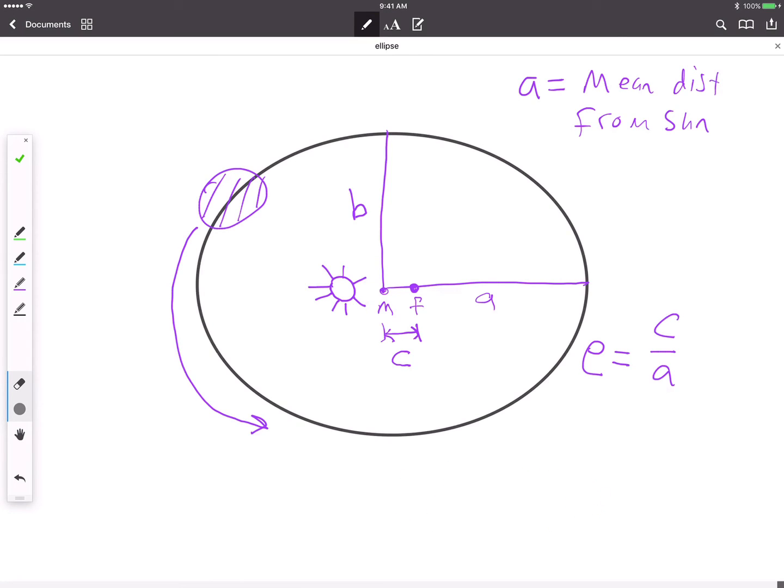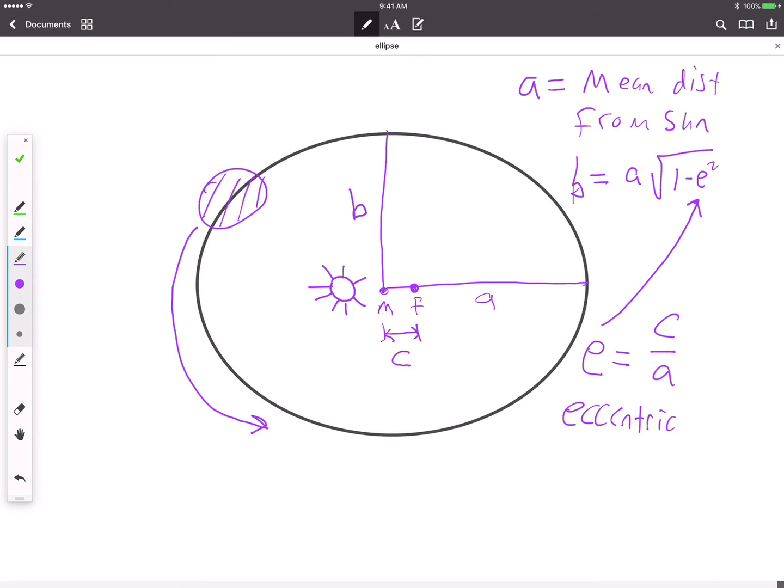To get A from data online or from your textbook, you just need to know the mean distance from the sun. And for B, we can define that mathematically, which is A times the square root of 1 minus e squared. And remember, e is the eccentricity. I can just plug that in here. So we know A, we know B, we know the foci.